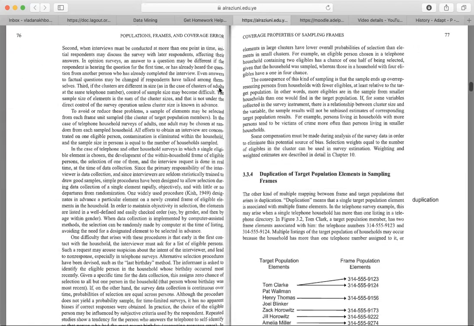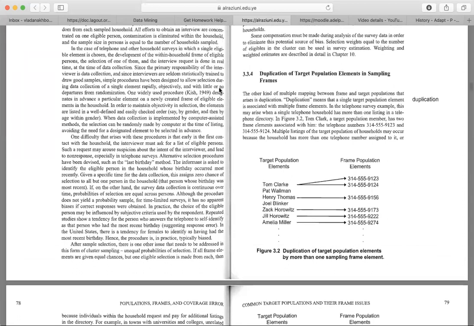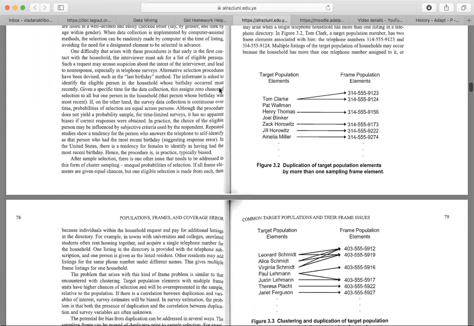Duplication of target population elements in sampling frames has the same overrepresentation problem as clustering. If there is a correlation between duplication and variables of interest, then survey estimates will be biased. Unfortunately, this is usually unknown. Duplicates can be purged prior to sample selection, and their effect can be reduced by weighting every element.